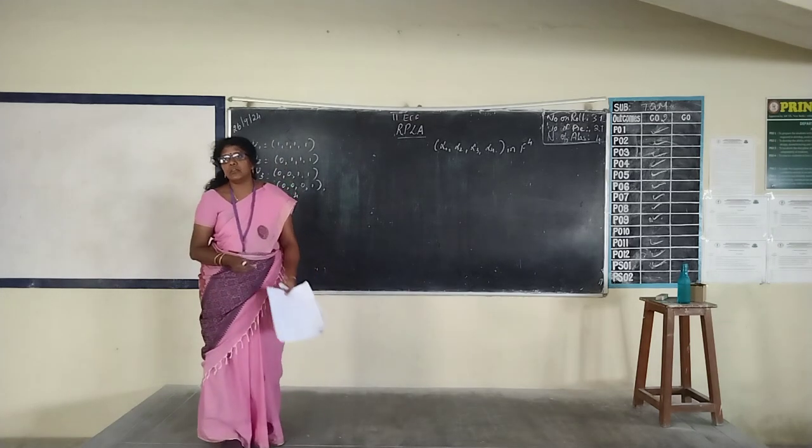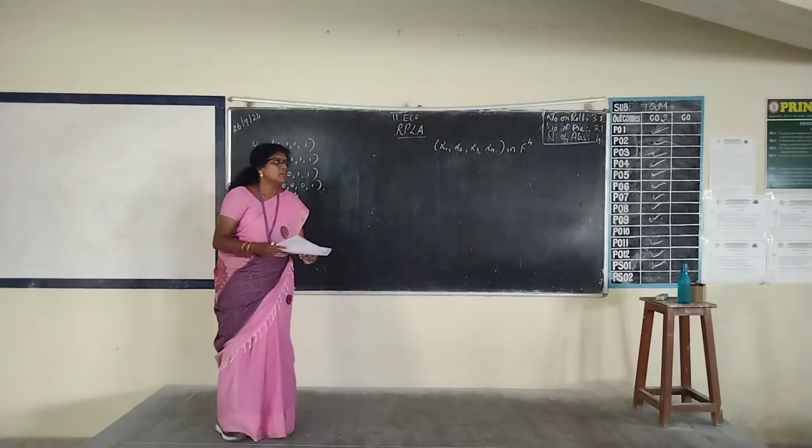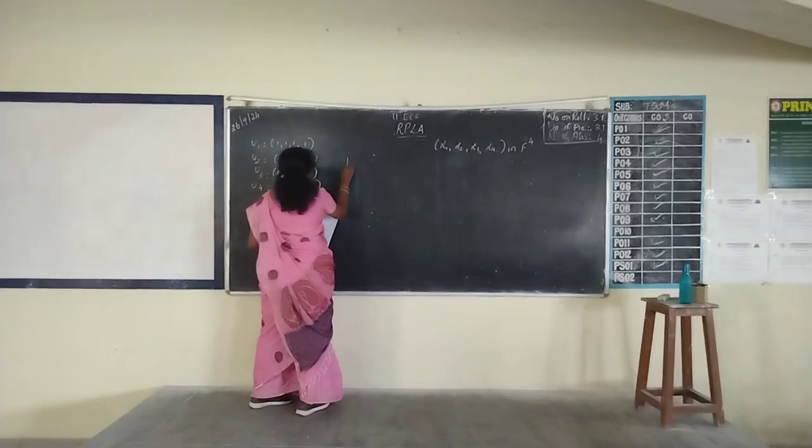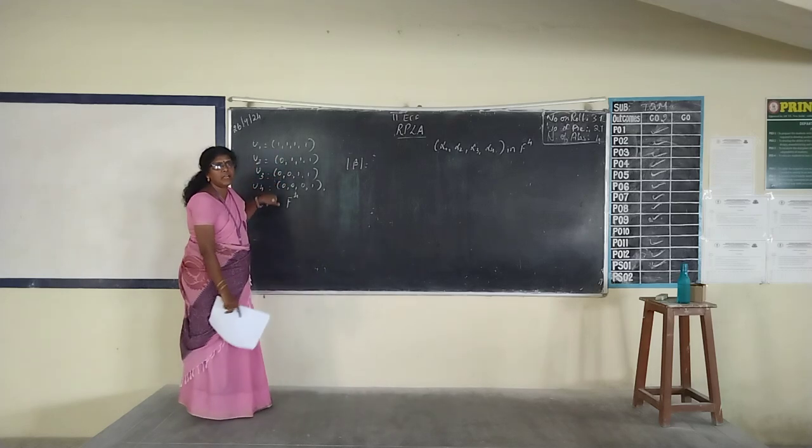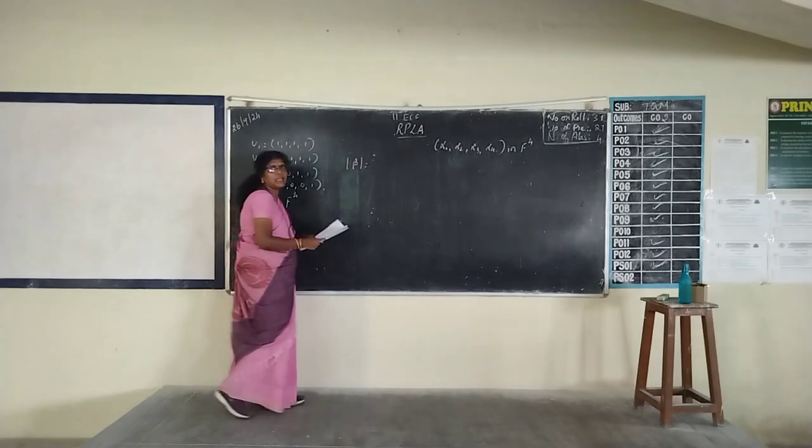So start the solution. What is the coordinate of theta? 4. How many elements are given? 4 elements. So coordinate of theta equal to 4.